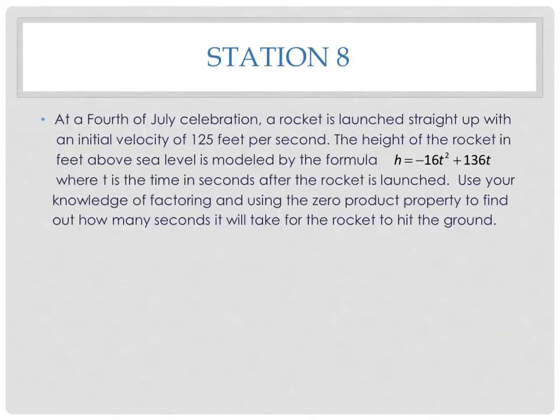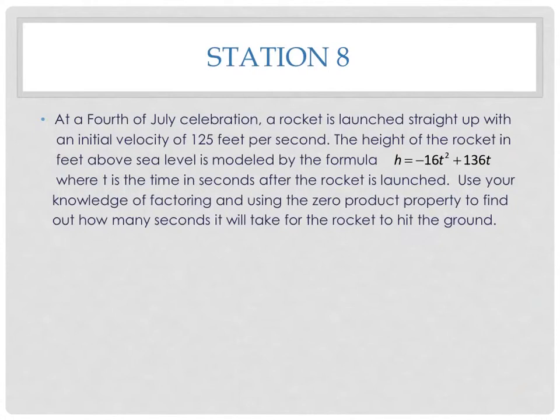And in Station 8, the final application to get yourself ready for this particular test. At the 4th of July celebration, a rocket is launched straight up with an initial velocity of 125 feet per second. The height of the rocket in feet above sea level is modeled by the formula h is equal to negative 16t squared plus 136t, where t is time in seconds after the rocket is launched.